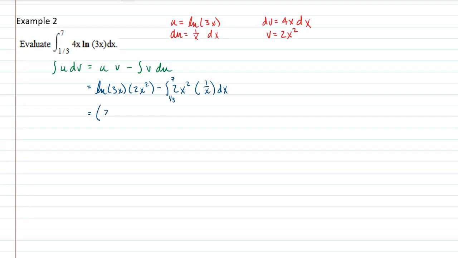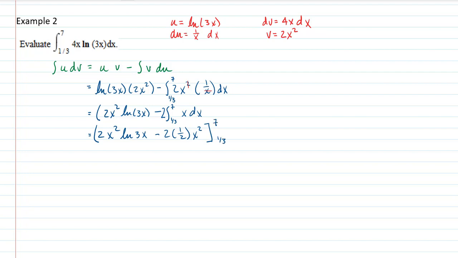So that's going to give us 2x squared ln 3x minus the integral from 1/3 to 7 of, here this x will cancel with one of these x's, leaving us, I guess I could pull the 2 out, just x dx. So that's going to be 2x squared natural log 3x minus, and when we integrate x, that's going to give us 1/2 x squared, so that 2 times the 1/2. And then our bounds are going to go from 1/3 to 7. So the 2 and the half are going to cancel each other out, and that gives us 2x squared natural log 3x minus x squared from 1/3 to 7.